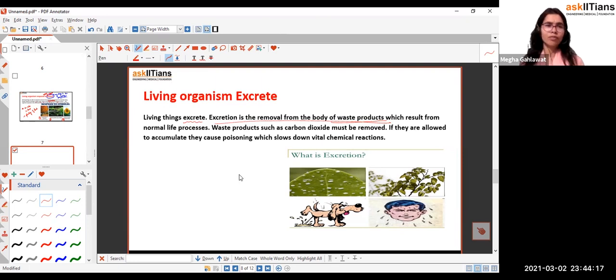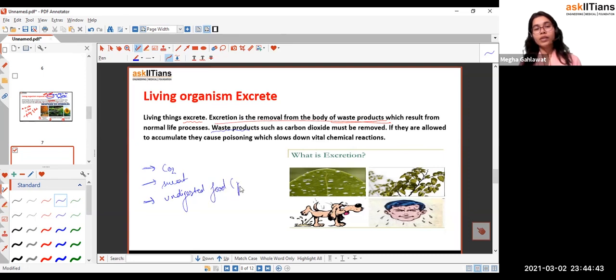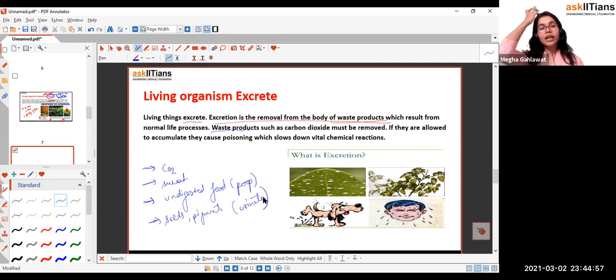And it is a very normal life process, right? We are going to utilize one thing and we are going to throw away the waste, which is not of any use. And this should always be removed. For example, the waste in our body is carbon dioxide, the waste in our body is sweat, the waste in our body is the undigested food which we go ahead and poop out, right? And we have waste in our body, the excess salts and pigments, which we urinate. Okay, so that is very, very important.